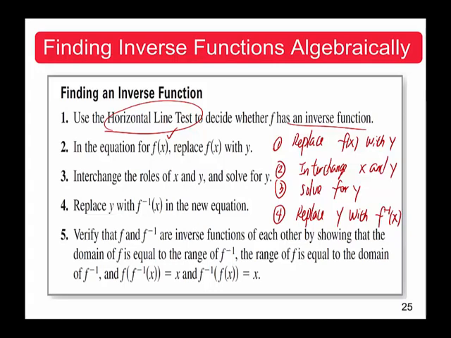And that's it. And ideally, you probably want to verify that f composed with the inverse function is the identity function, and also the inverse function composed with the original function becomes the identity function. So once you have done all those 5 steps, you not only find the inverse function, but also verify the inverse function. So the last step is verifying. Verify they are inverse functions of each other.